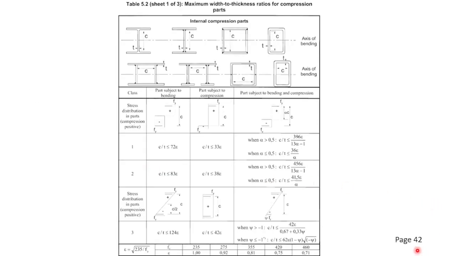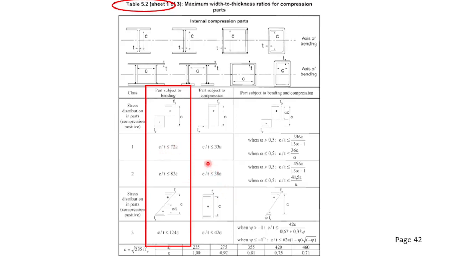On page 42, you can find a table. The table name is Table 5.2 sheet 1. Here you can find this column, which is part subjected to bending. In this video our target is the bending check for web. Therefore we have to select this column, part subjected to bending. That means these formulas are used for the bending check. As I explained before, first we check the class 1 condition. If this is not satisfied, only then we check the class 2 condition. That's how we do our calculation.